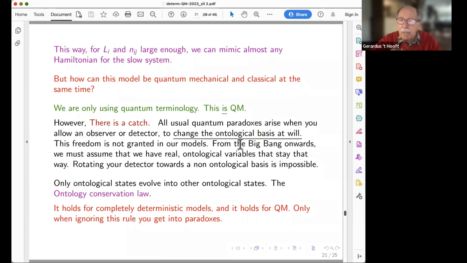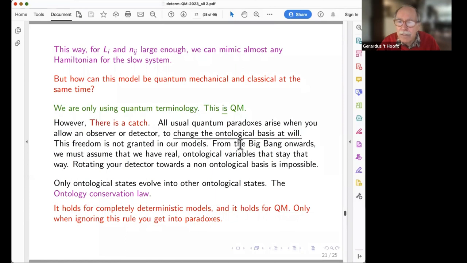And now you see Bob and Alice in his setup make a little change in the device. Now they're looking at superpositions of photons. I'm saying, no, Bob and Alice cannot do that, because the universe, when it started in a deterministic mode, will stay in a deterministic mode forever. And that I call the ontological conservation law. So the universe started in a way that all these balls were in one position, they were not in a superposition. So superpositions are not allowed in this theory.